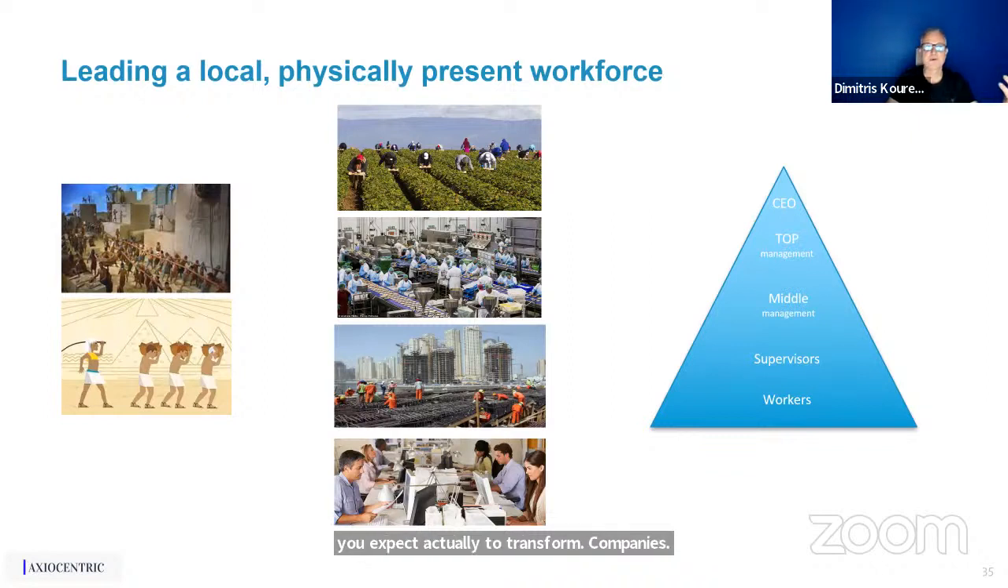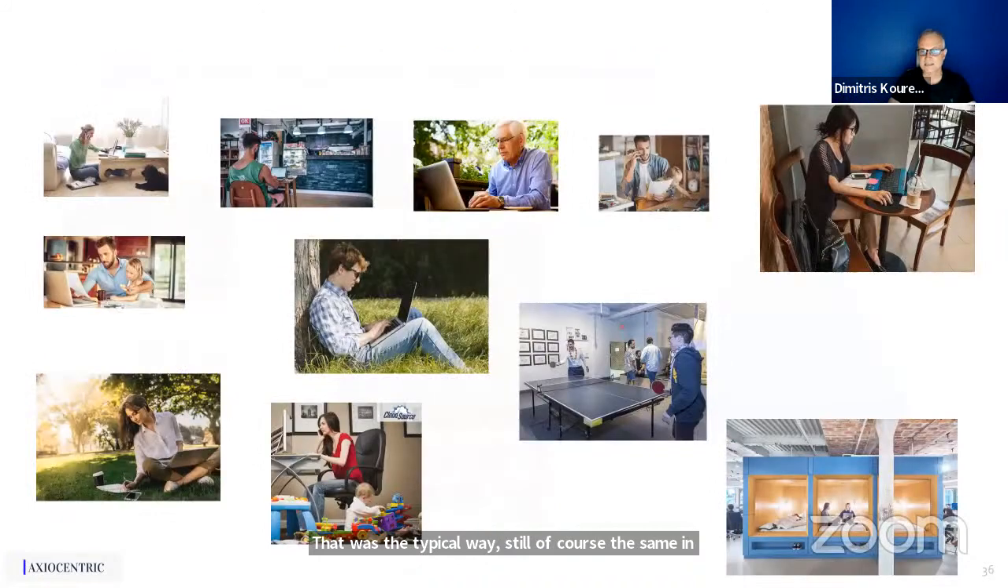That was probably important 30 or 40 years ago, when everything was more local, the job was done physically, you see the workforce in front of your eyes, working over there, making sure that nobody cheats. That was the typical way. It's still, of course, the same in many, many industries, but in the new knowledge economy, everything changes.